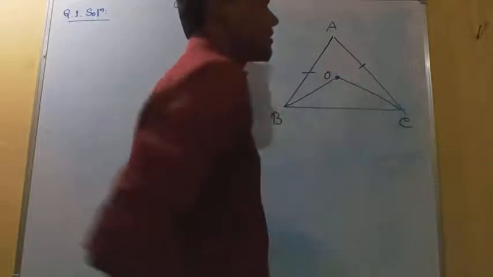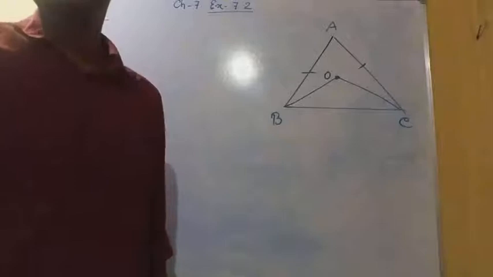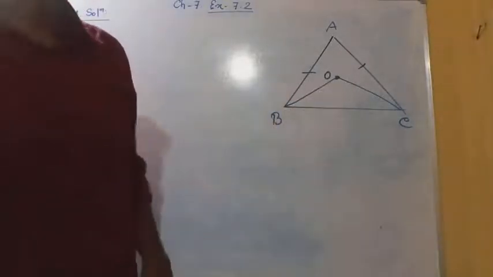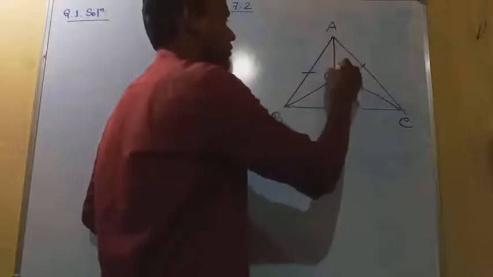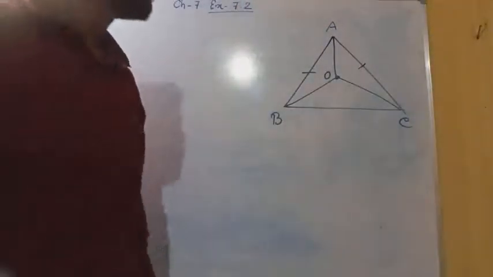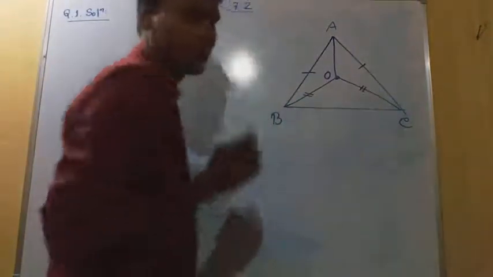Here it is, the intersecting point of the bisector of angle B and the bisector of angle C. Both meet at O. Then after that, join A to O. The very first thing we have to show is that OB is equal to OC. First thing we have to show it.